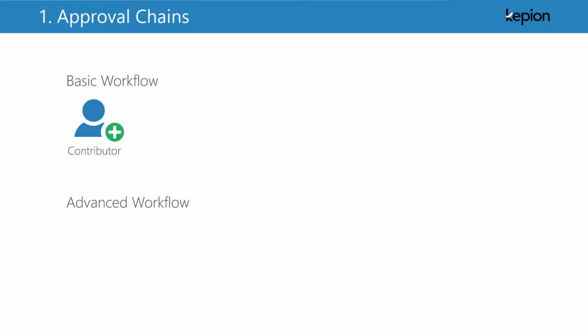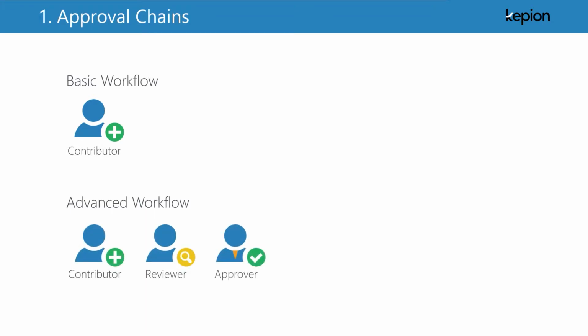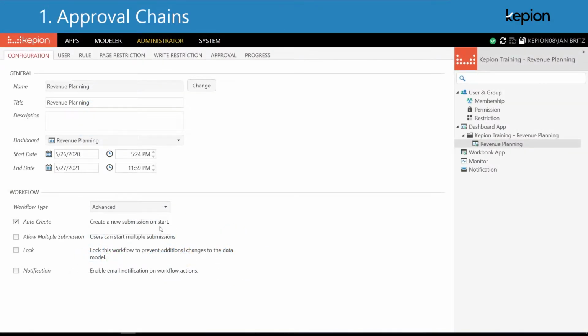In advanced workflows, we can add two additional types of users: reviewers and approvers. Reviewers can view and comment on a submission but cannot modify the data. Approvers can then modify the plan and either approve or reject it. Let's select an advanced workflow so that we can set up an approval chain.